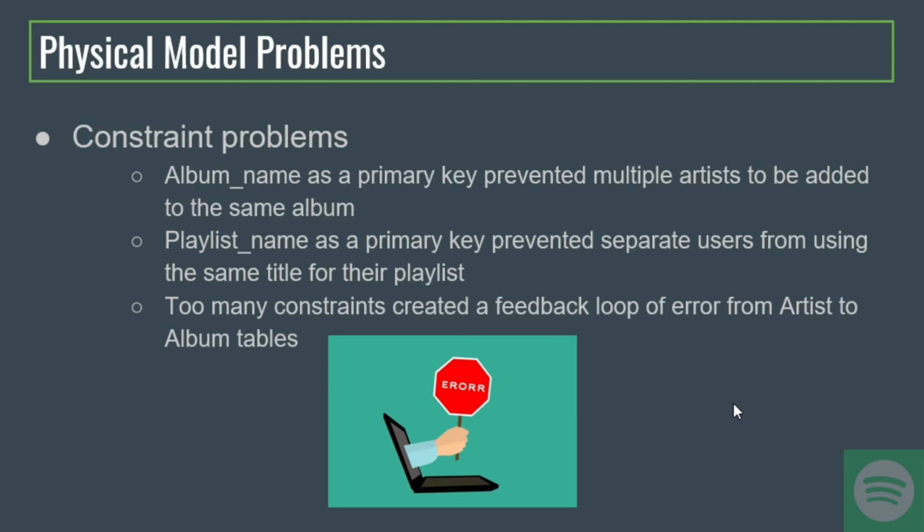And then we did create an accidental feedback loop of error when we were creating our artist and album tables. We wanted to make sure that they would reference back to each other, and we just added too many constraints with that. So artist wanted to reference album, but the album table didn't exist yet, and album wanted to reference artist, and that table didn't exist yet. So we just needed to delete a constraint there, and realize that we could refer with just the one constraint, and that worked out just fine.